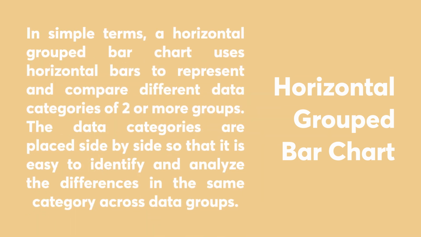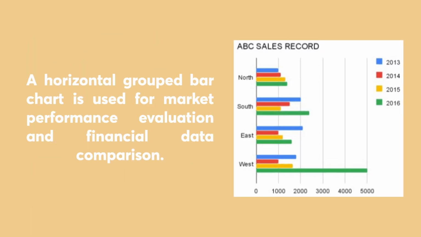In simple terms, a horizontal group bar chart uses horizontal bars to represent and compare different data categories of two or more groups. The data categories are placed side by side so that it is easy to identify and analyze the differences in the same category across data groups. A horizontal group bar chart is used for market performance evaluation and financial data comparison.